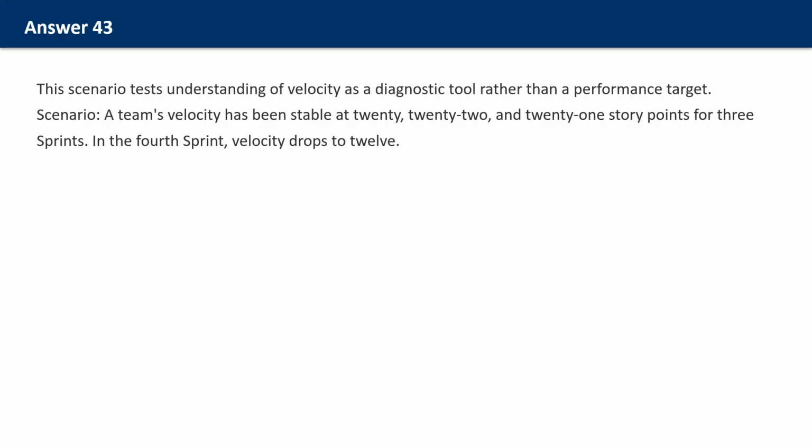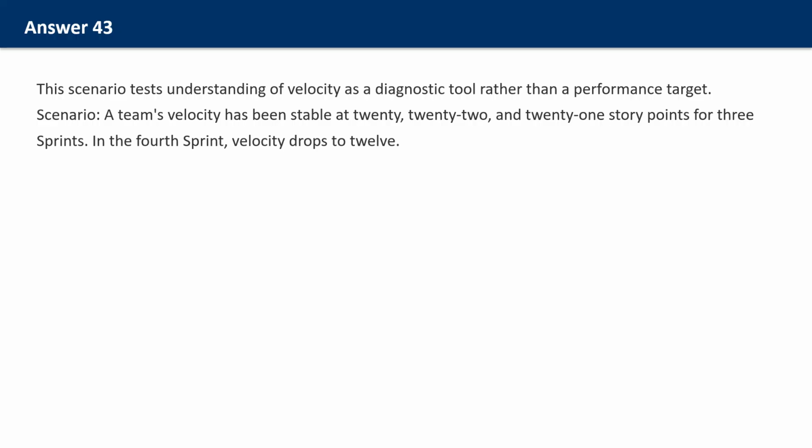External interruptions. Perhaps team members were pulled into meetings, support issues, or other work that isn't reflected in story points. Hidden complexity. Perhaps the stories in this sprint were more difficult than estimated. Maybe they encountered unexpected challenges. Team changes. Perhaps someone was sick, on vacation, or reassigned. Velocity naturally decreases with reduced capacity. Personal issues. Perhaps team members are dealing with challenges outside work that affect their focus.